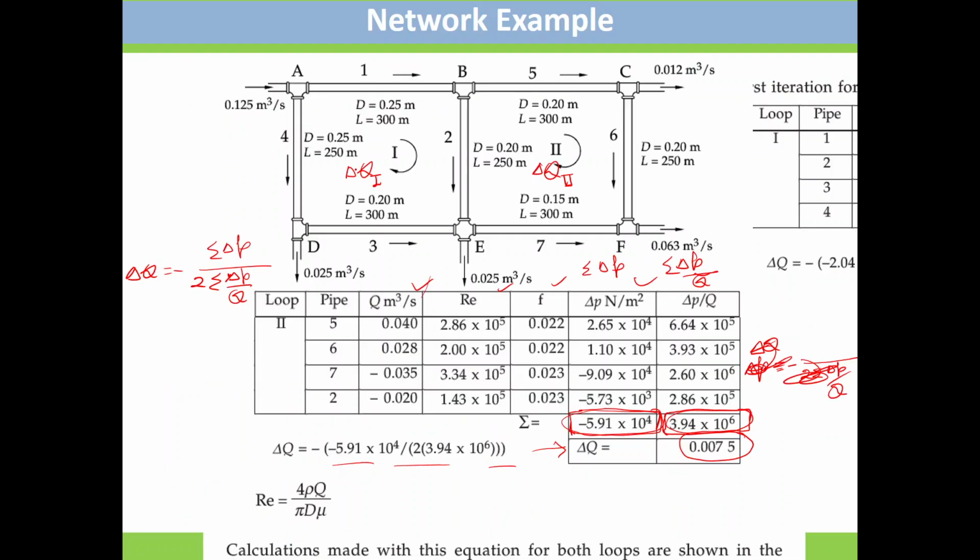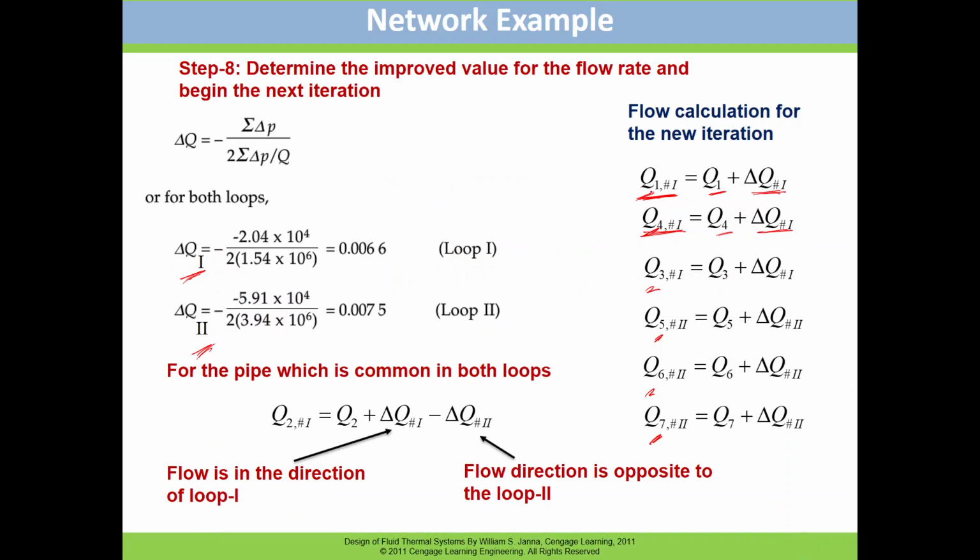Remember that the correction delta Q1 is applicable on line number 1, line number 3 and line number 4. These, Q1, Q3 and Q4, belong to loop 1, and 5, 6 and 7 belong to loop 2, where the Q is common in both. So when we are calculating for loop 1, we add the loop 1 delta Q, and when we are calculating for loop 2, we add the delta Q for loop 2.